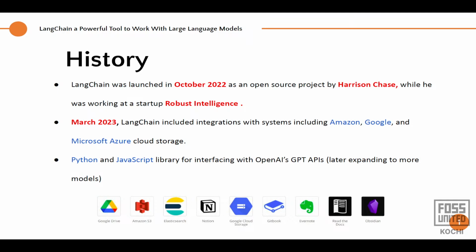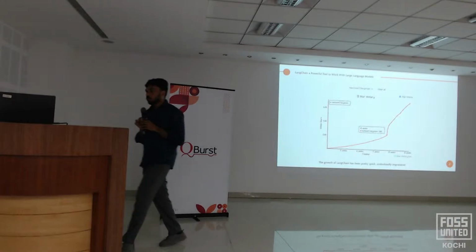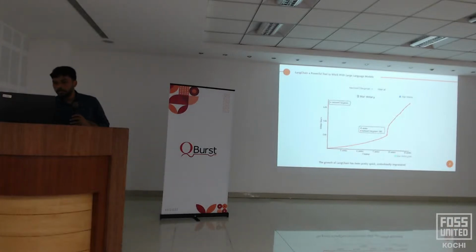Let's move to a graph showing the growth of LangChain. As you can see, the growth of LangChain is pretty quick and impressive. Within a week of release, it got more than 6K GitHub stars. Today I checked, and it is around 55K, which is more than most open source projects like spaCy and NLTK. So that's about the graph.